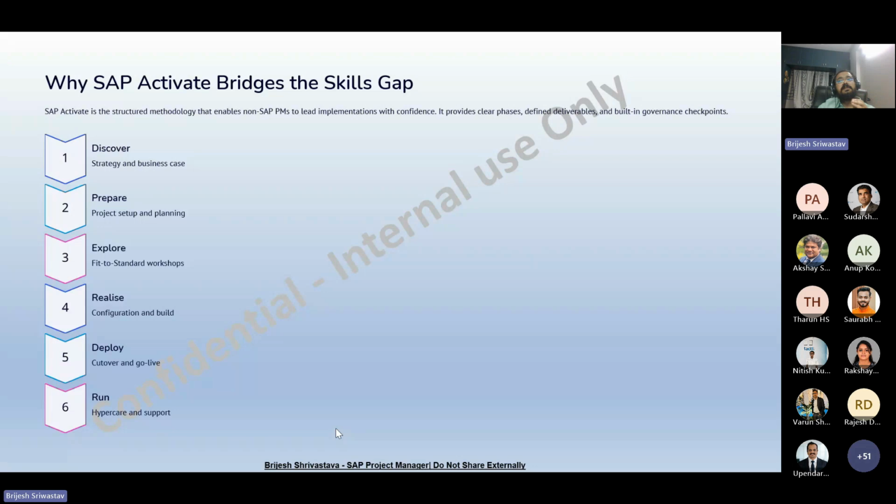So if you notice, every phase has a clear objective. You need to define the proper activities, deliverables, and governance checkpoints. That's why SAP Activate helps bridge the skill gap. It provides a proper roadmap that enables project managers, even those coming from a non-SAP background.